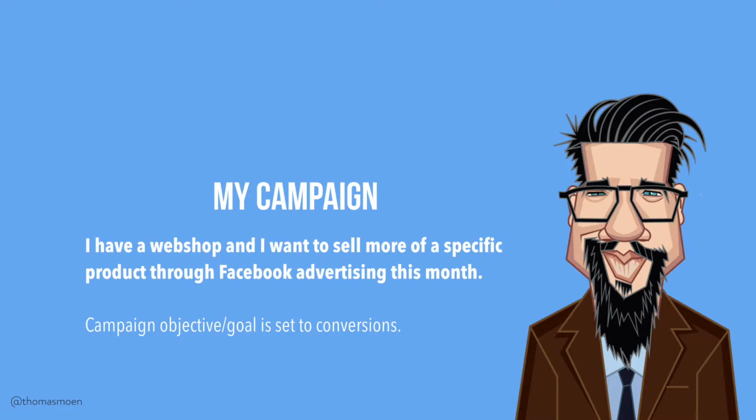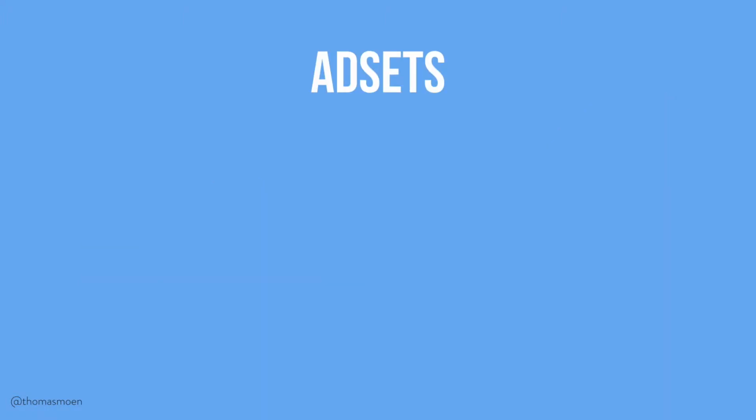To start with, I set my campaign objective or goal to conversions because it's sales I want. And I also, of course, made sure that I have my Facebook pixel installed, so it's actually tracking all the conversions in my web shop. Okay, so when I create a campaign, I set up the goal or the objective. Then I start with ad sets, and ad sets is where you do the targeting.